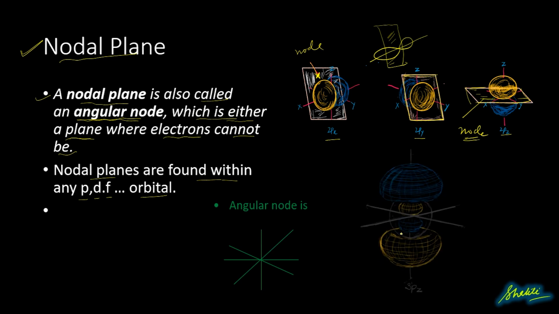Now this is a 3pz orbital where we can see angular nodes and also a spherical node. Both types of nodes are present in the 3pz orbital.